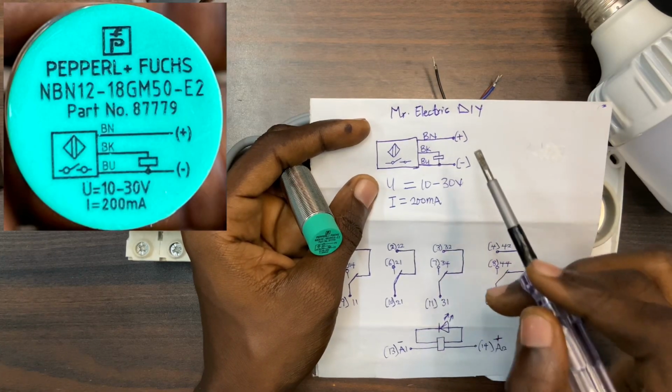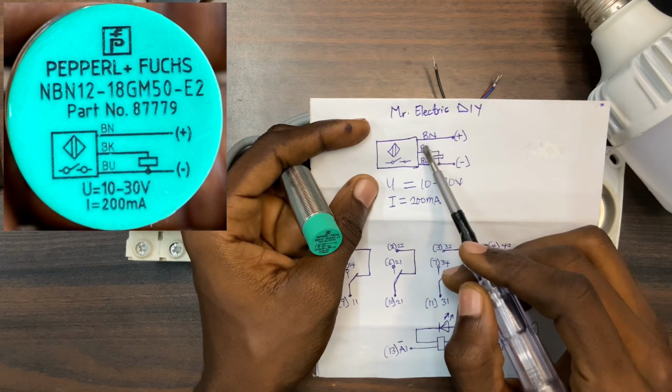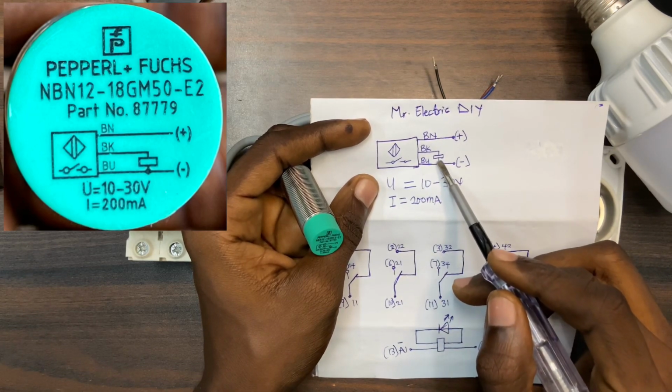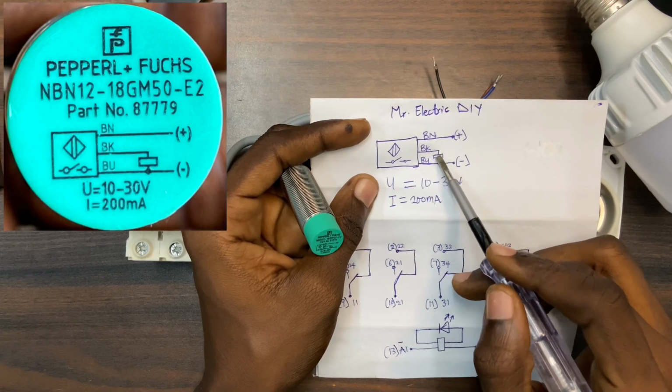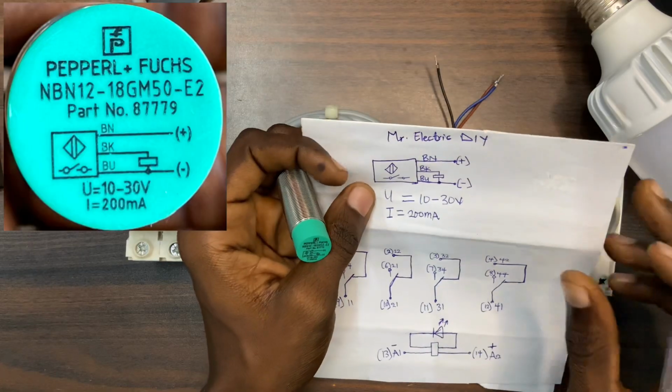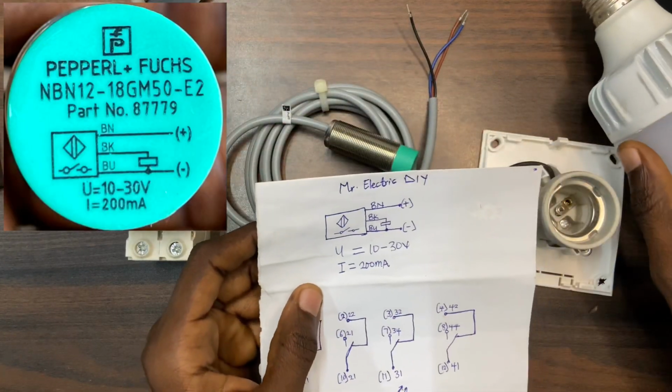This is the negative, this is the positive. And over here is the output cable. This negative is connected to this load, and over here becomes the positive output. So we are going to wire this proximity sensor to control this load.